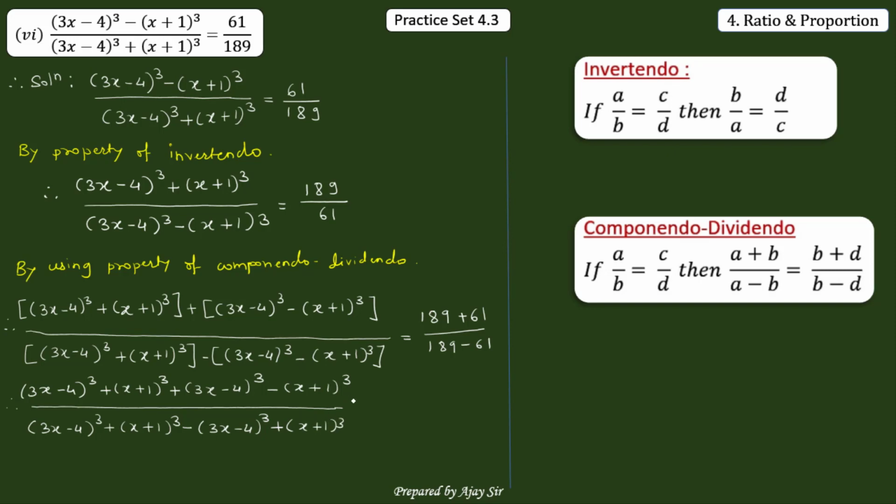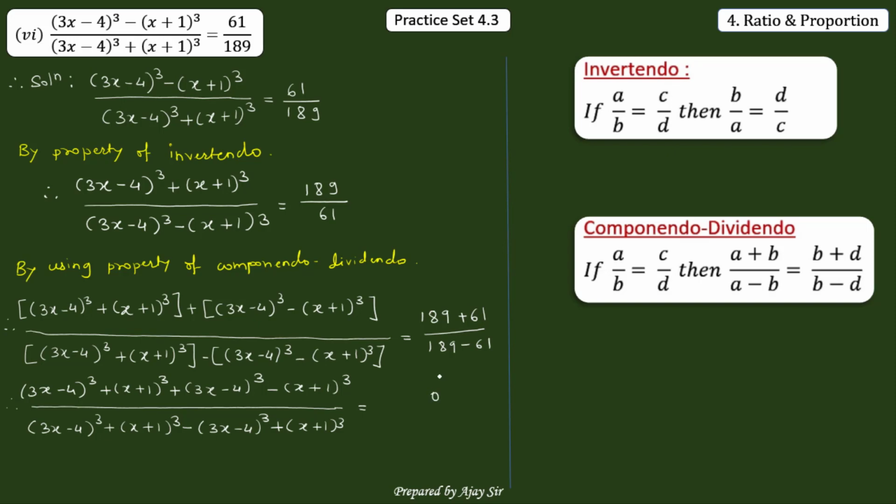Therefore, on the right hand side, we have to add 61 here. After adding, 189 plus 61, and similarly we can write here 9 plus 1, that is 10.